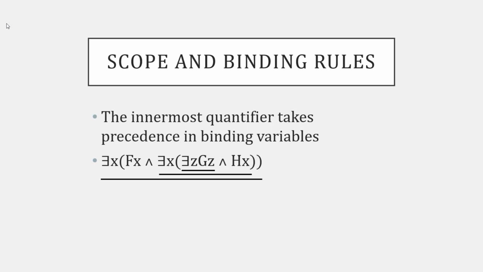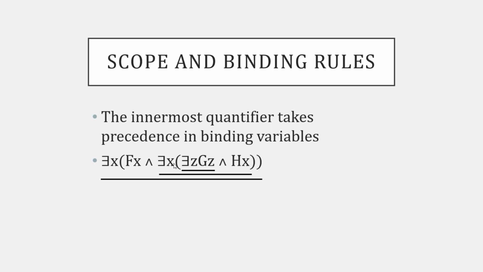But once you've introduced a new quantifier nested within the larger quantifier, the scope of this quantifier is just the brackets after it, and this x is bound to the innermost x, not the outermost one. So the innermost quantifier takes precedence in binding. And annoyingly, they don't have to be the same object here.